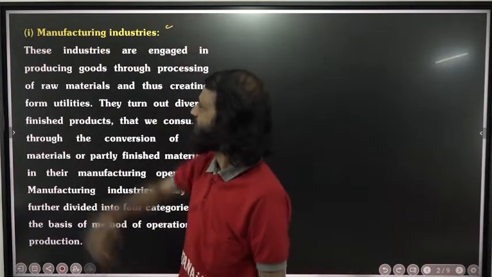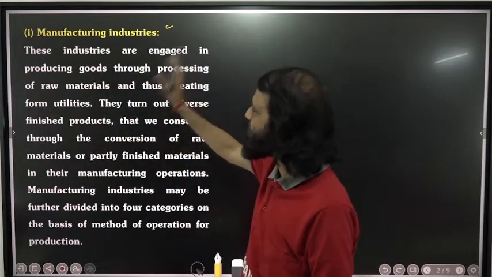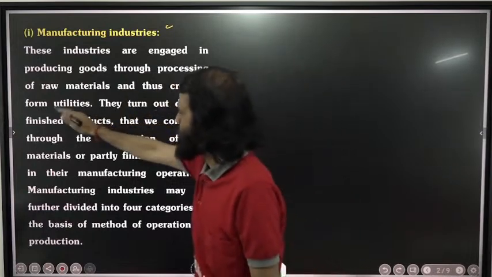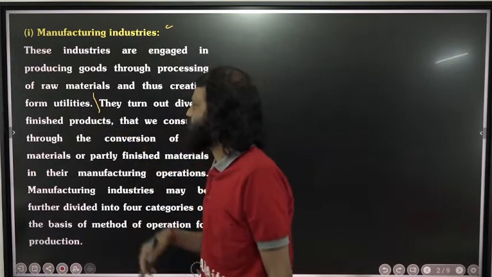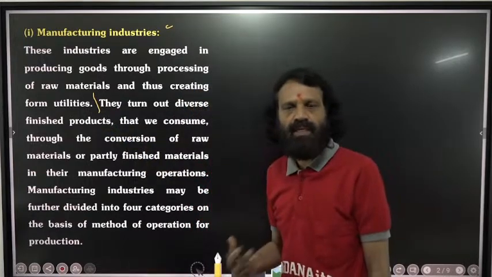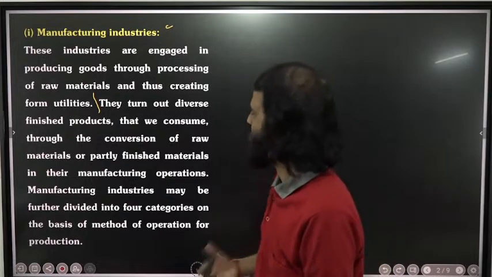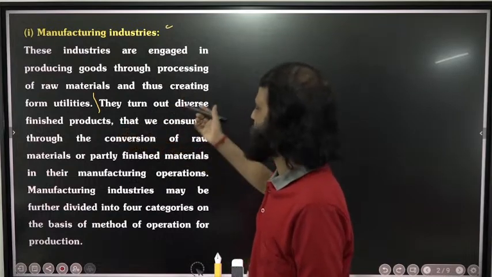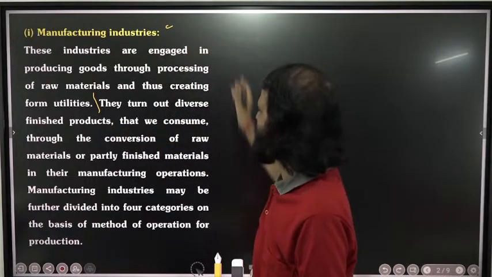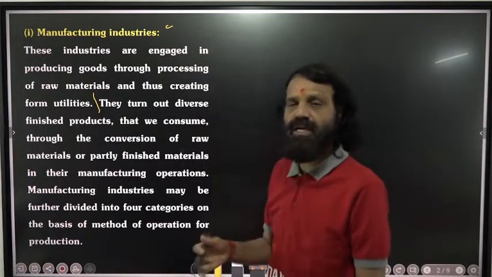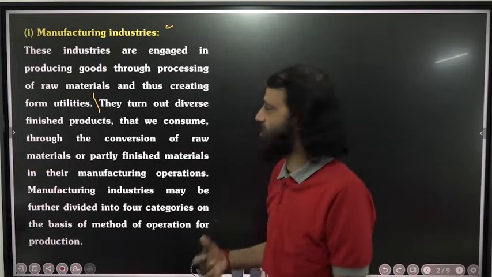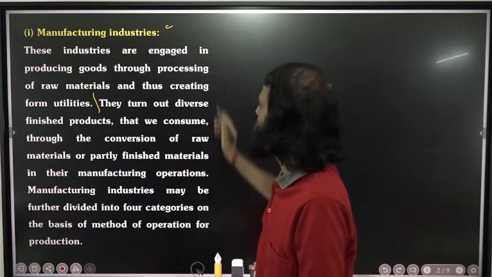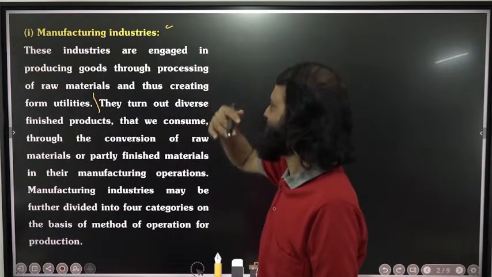Manufacturing industries, what are they? These industries are engaged in producing goods through processing of raw materials and thus creating utilities, so that they would be possible for utilization in the right way. They turn out diverse finished products that we consume. Manufacturing industries mainly use the secondary materials. So what we got from the primary industry would be utilized in secondary industries.